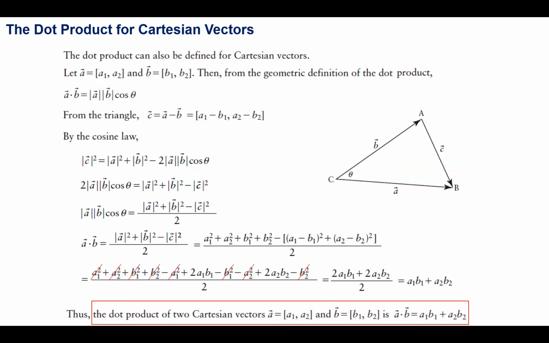Any questions? Okay, I'll give you some time to have a look at the process here. And probably you want to write the conclusion down onto your notebook. We're going to use that to solve a few example questions later.